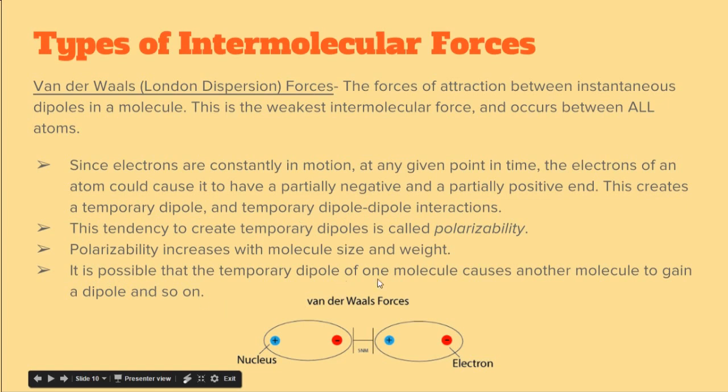It's possible that a temporary dipole of one molecule causes another molecule to gain a dipole, and so on. So almost like a domino effect. The partially negative end of one molecule can cause another molecule to have a partially positive end due to repulsion, and so on and so forth. And this is just what it looks like.